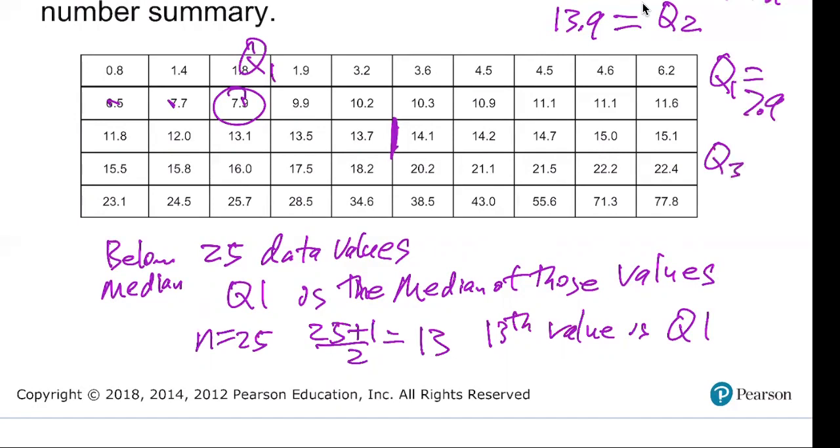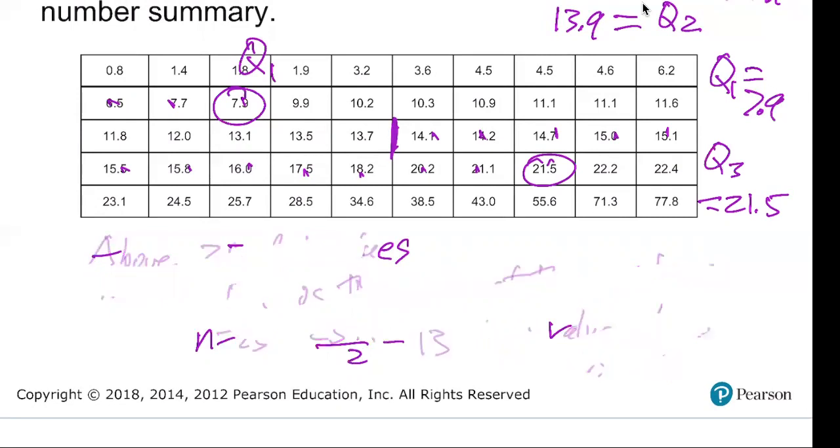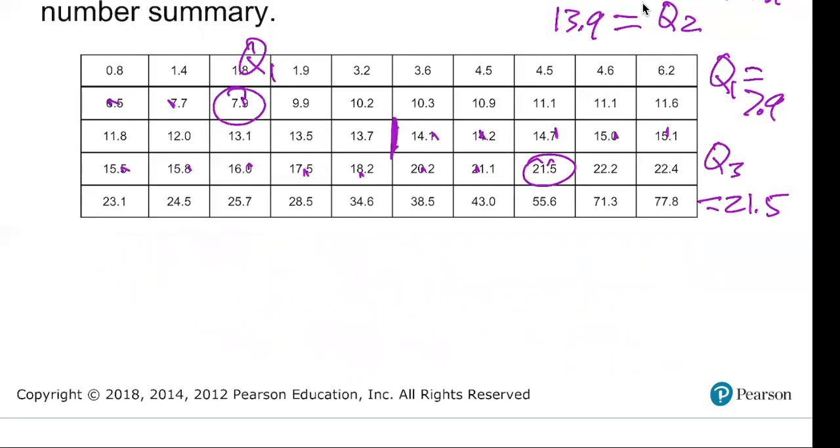Okay, Q3. There's 25 data values above the median. I don't have to do any more work. So now the 13th value above the median is Q3. So 1, 2, 3, 4, 5, 6, 7, 8, 9, 10, 11, 12, 13. Q3 is 21.5. So I'm just doing the same procedure, finding the median 3 times. First time I work with all the data. Second time I only work with half the data.